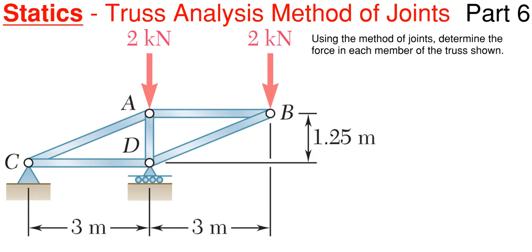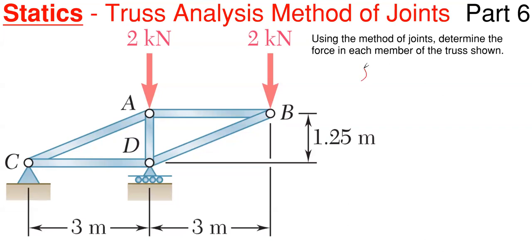First thing you want to do, if it's not given to you at the start of the problem, is that you need to find the reactions for your truss. Even though it is a truss, you just treat it like any other kind of member where you're finding reactions just using the external forces, which we have 2 kilonewtons here and 2 kilonewtons over here. So we're just going to use those two forces to find the reactions for the pin here at C and the roller here at D.